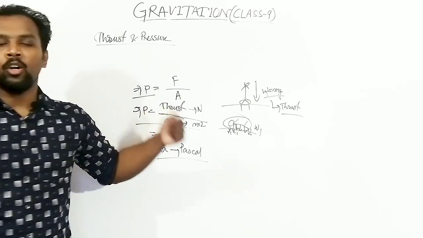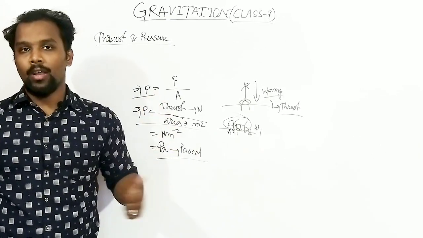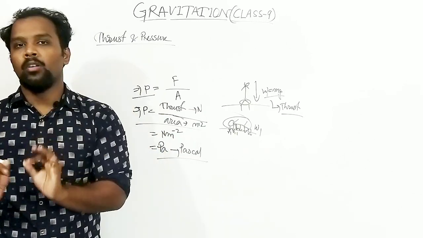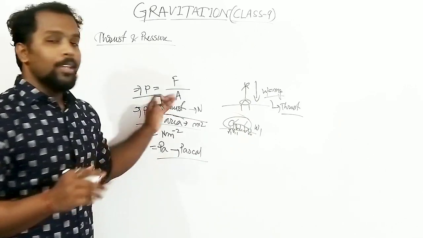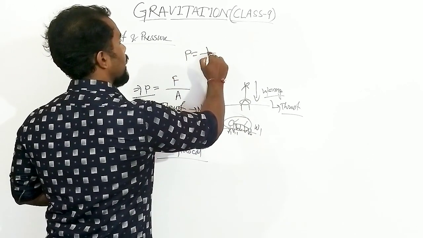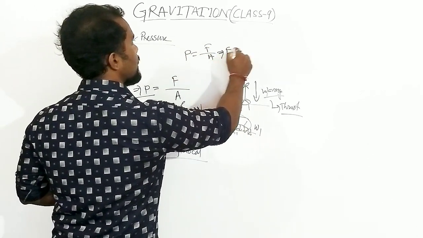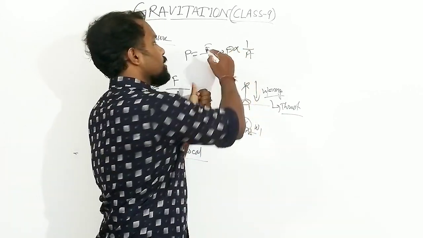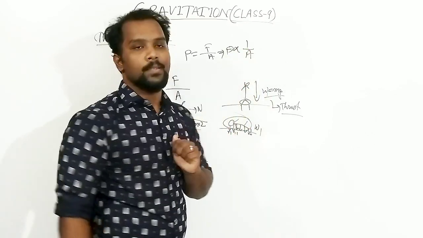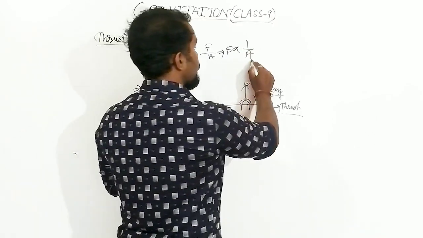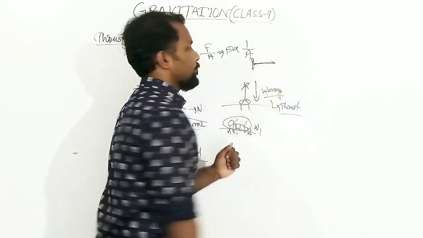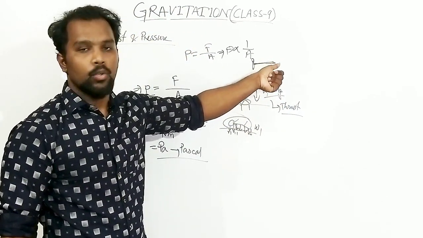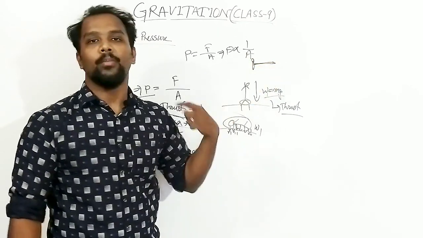Because of the concept of pressure and thrust, or how pressure varies with area, there are certain objects which are made small. Consider that pressure is equal to F by A. That means pressure is inversely proportional to the area. As area decreases, pressure increases. As area increases, pressure decreases. So in a nail, the tip has less area, so the pressure exerted by this nail is going to be high.